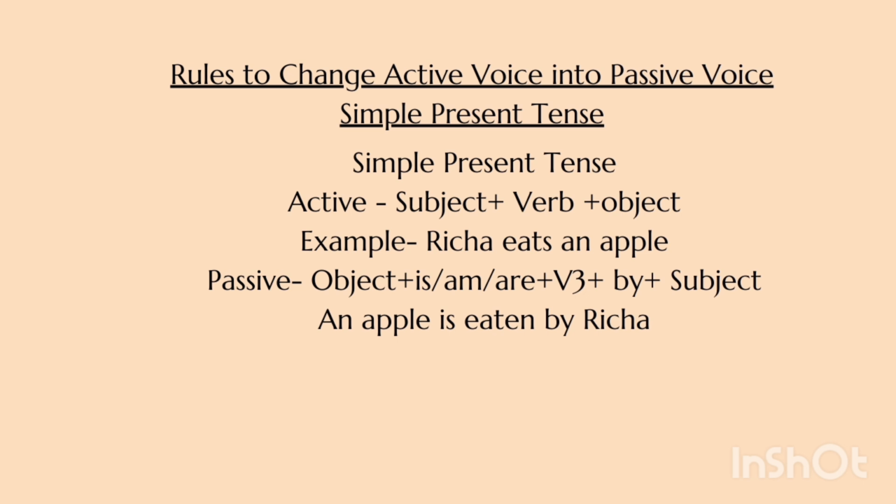The passive voice formula is: object, is, am, are, the past participle form of the verb, or the third form of the verb, then by subject. What was the object there? An apple. An apple is a single thing, singular, so it takes the helping verb is. Eat, ate, eaten. The third form of the verb is eaten, and by Richa. So if we change this sentence into passive voice, it becomes: An apple is eaten by Richa.